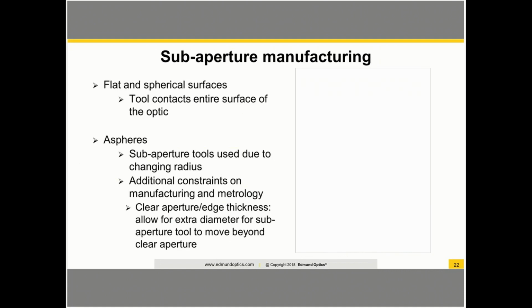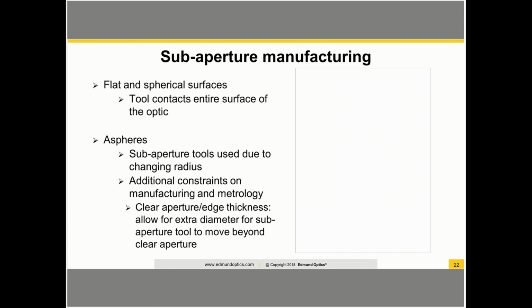Okay, now we're going to go a little bit more into the manufacturing details. We will talk mostly about CNC manufacturing, which is computer numerical control, and a little bit about diamond turning, since those are the primary methods that we use. But there are other considerations to take into account for molded optics.